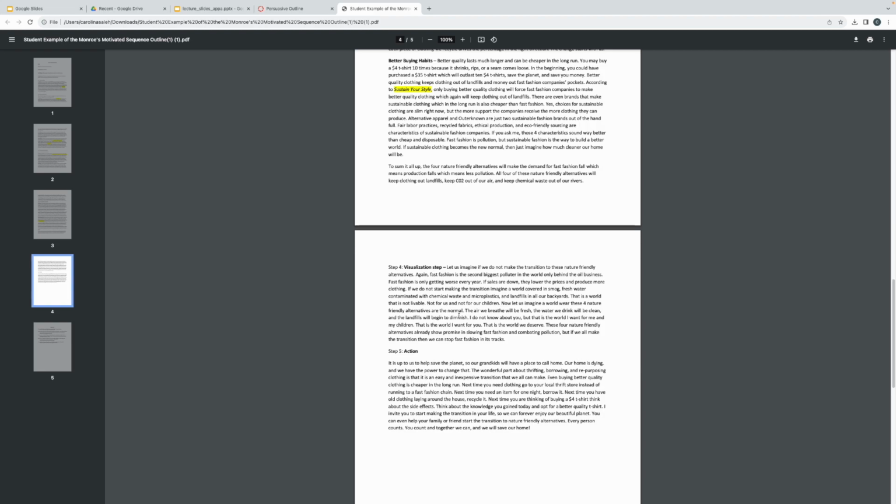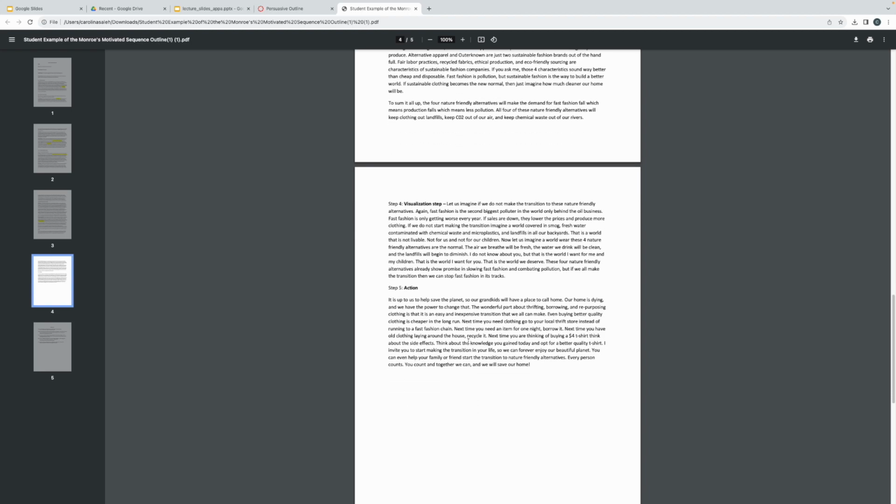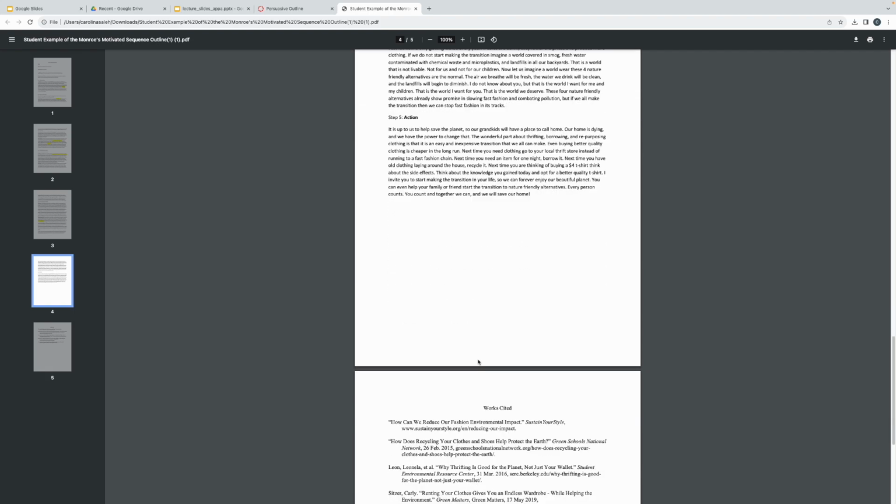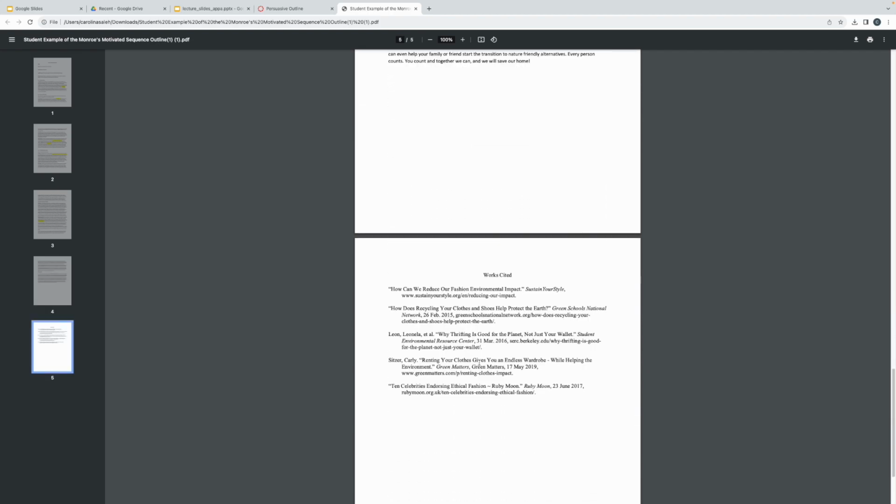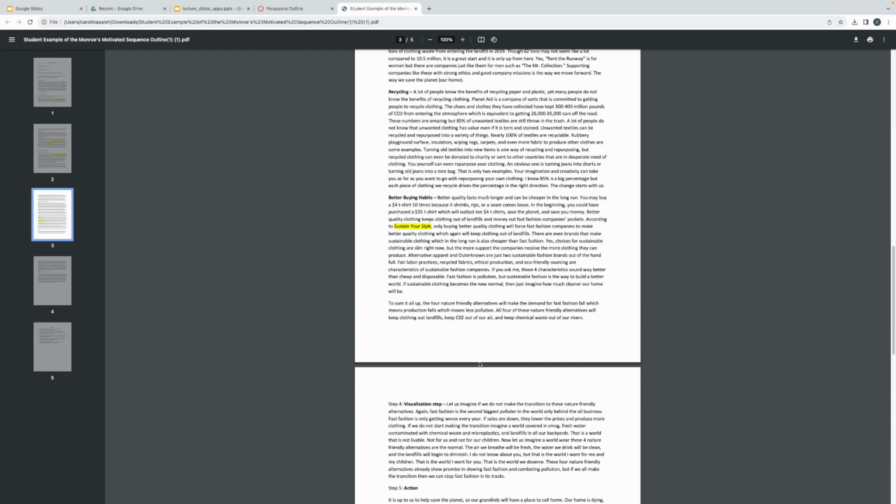And then the visualization step. This is where you convey to your audience, imagining if they adopt your solution, the positive benefits they will gain. And if they do not adopt your solution, the negative consequences that are going to happen. And then in the action step, this is your last opportunity you have with your audience. So make it count. Be specific. Leave them with a simple task they can do to begin that change. And this is the works cited. So this is how your outline should look.